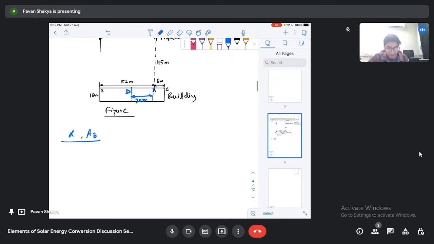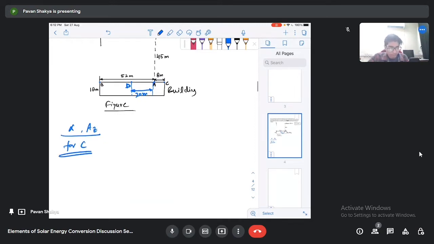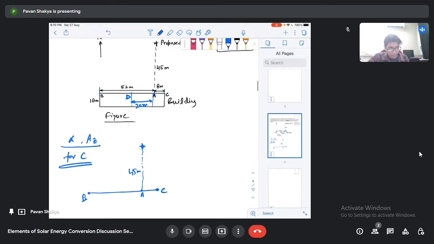First I will calculate the altitude angle and azimuth angle for the rightmost point, that is for C. So for C, first I am drawing the top view for this collector. This is our C point. This one is A, this one is B. Now this is the distance, 45 meter, the building is away from the proposed collector. And the AC distance is given as 8 meter.